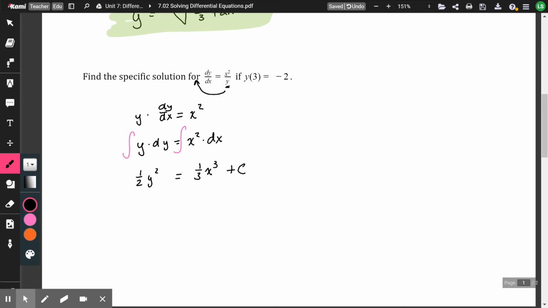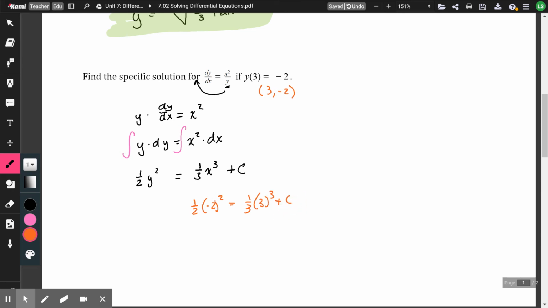Now, this is the point where we do have an initial condition, and I highly recommend that you find what the c value is going to be right here before you go any further. So the point that they're giving is x equals 3 and y is equal to negative 2. So that's what we're going to plug in. 1/2 times negative 2 squared is equal to 1/3 times 3 to the third plus c.